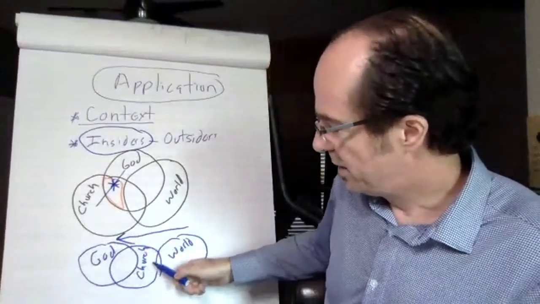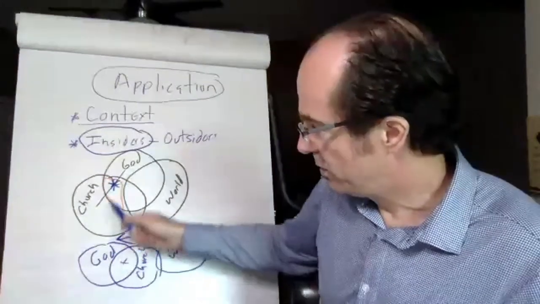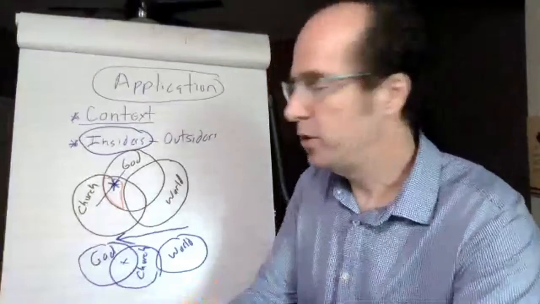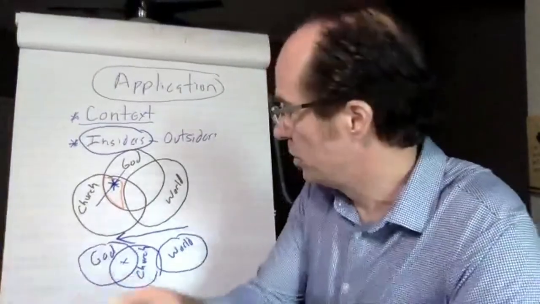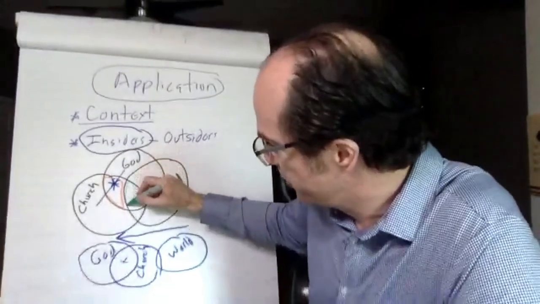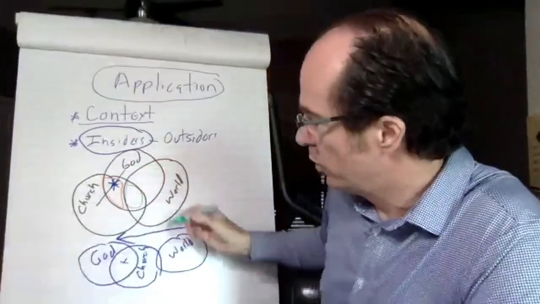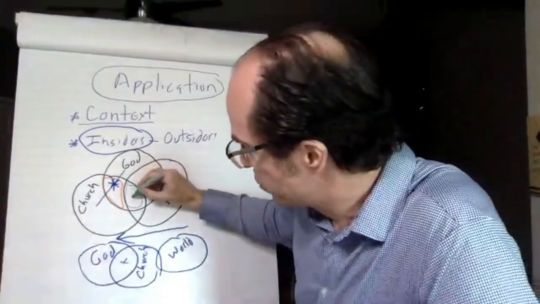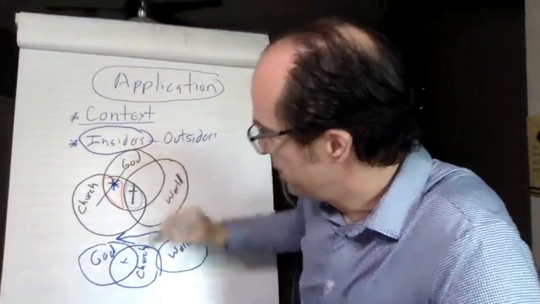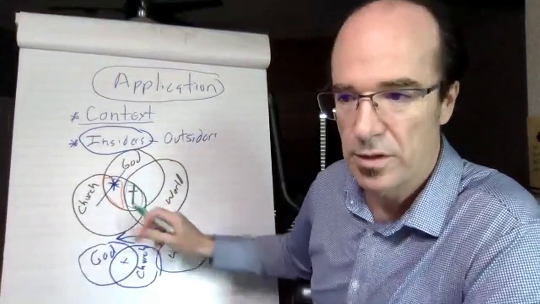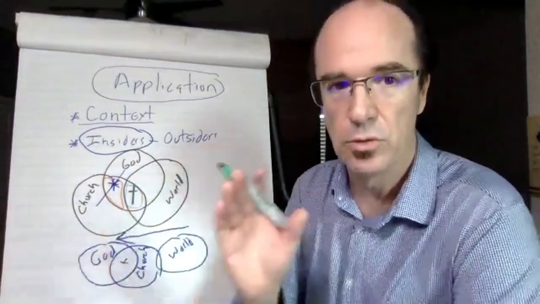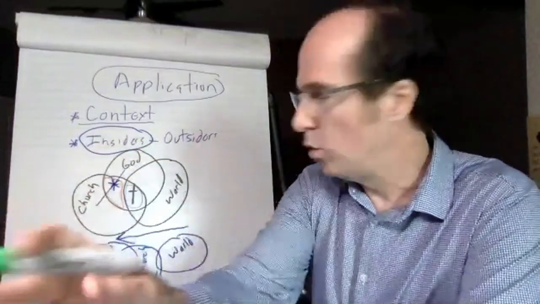In other words, we want to get to this spot, where I think the key insight for us, if we want to become dynamic preachers and teachers, is to recognize that the real center for ministry needs to be right here, which is where God, church, and world overlap. And I would suggest, as we're thinking about application, that if we were going to put Jesus anywhere on this chart, we would put Jesus right here. Jesus is always going into the world on mission.